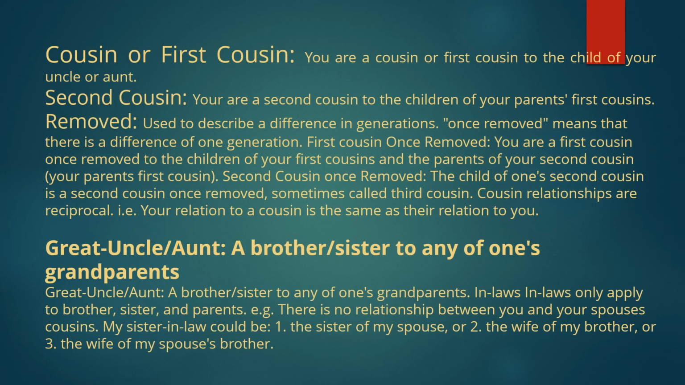In detail, you are a first cousin to the child of your uncle or aunt. What does second cousin mean? You are a second cousin to the children of your parents' first cousin. This is how you have to make out the initial definitions, which use specific terminology.